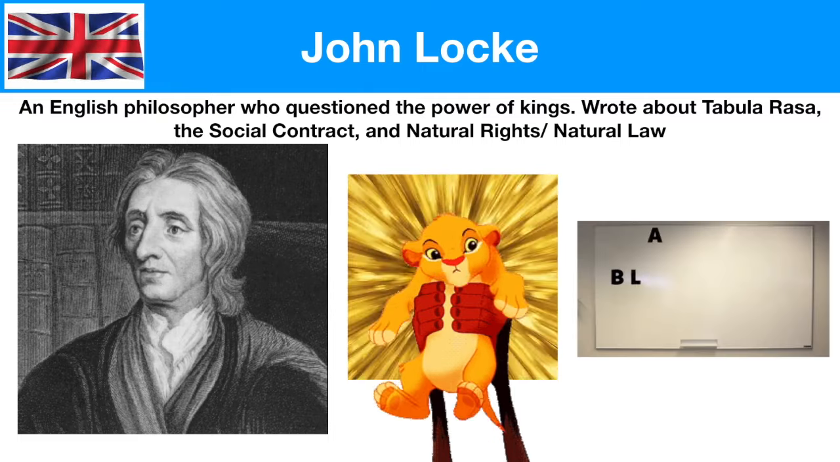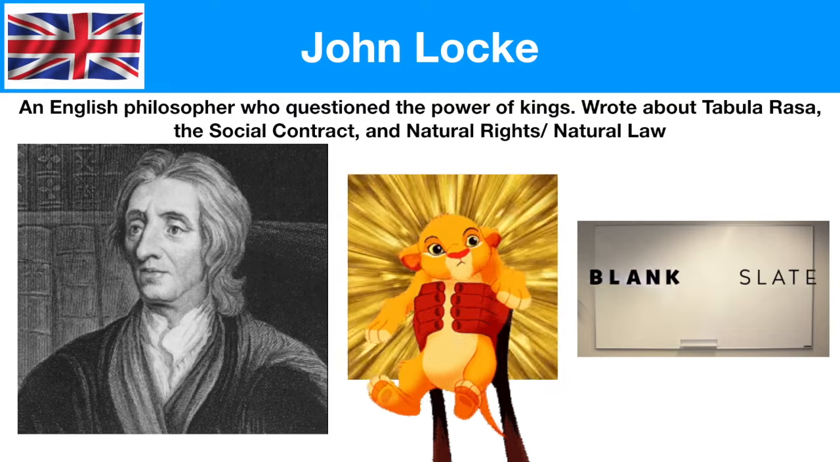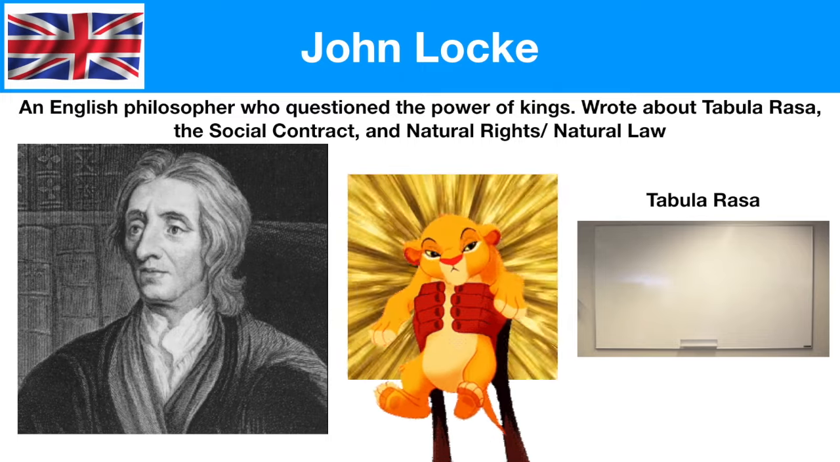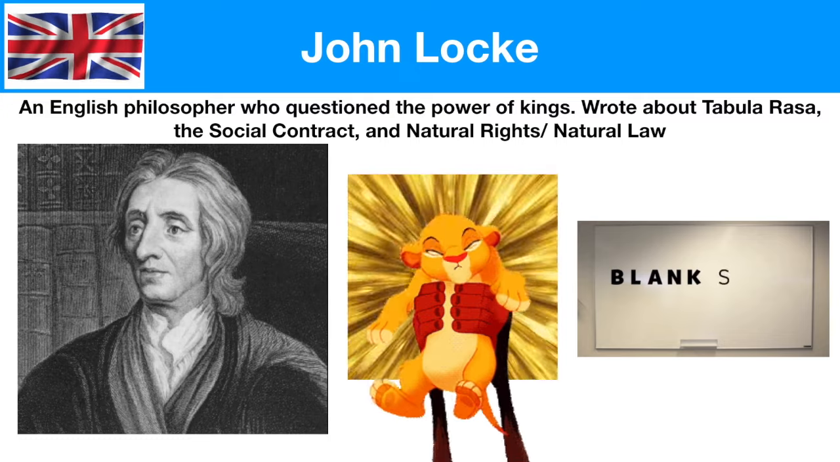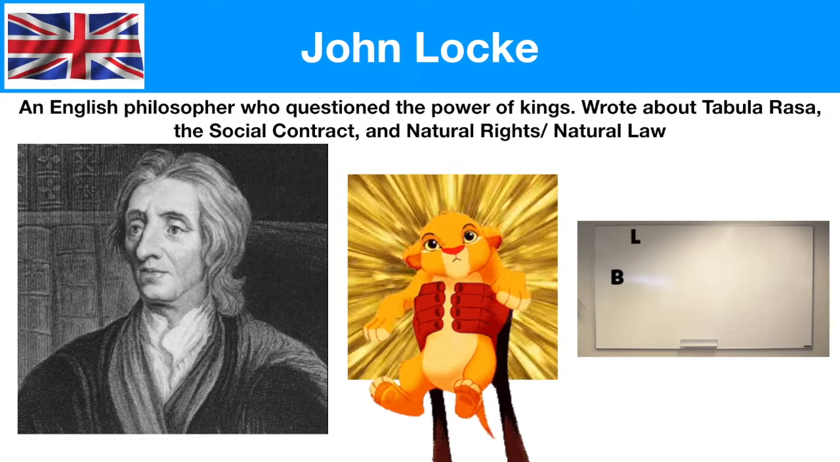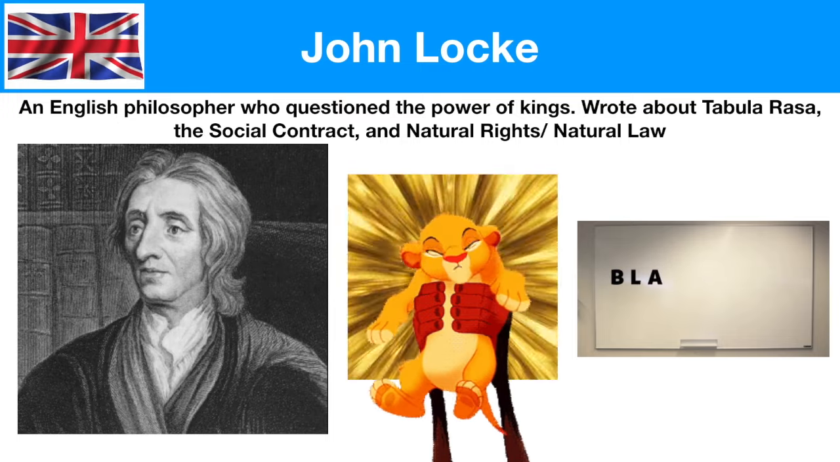John Locke came up with this idea called tabula rasa, which means a blank slate. He theorized that everybody's born the same. We're all born a blank slate, and then we grow from these experiences and from our own education. And so therefore, the king is not really any different than a regular human being.